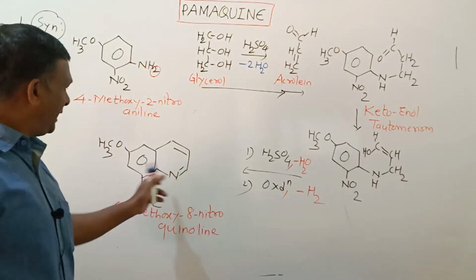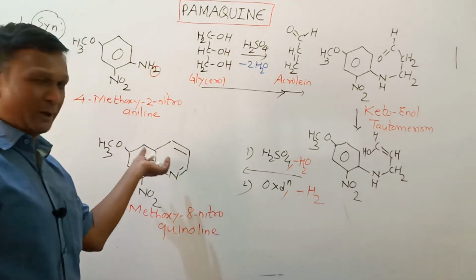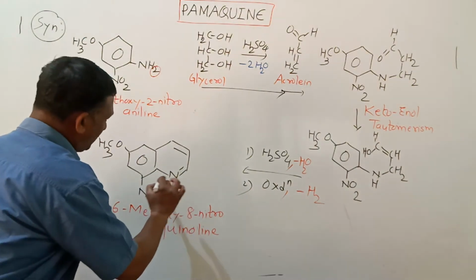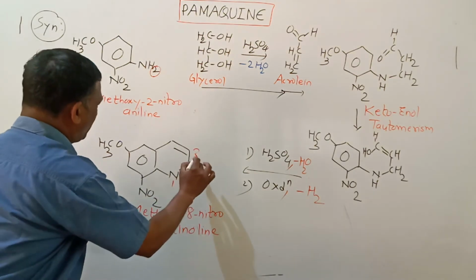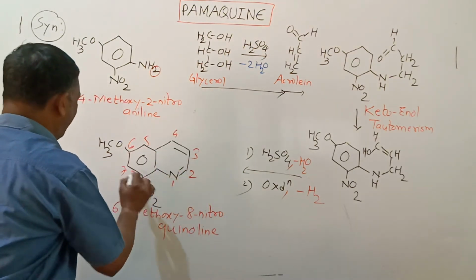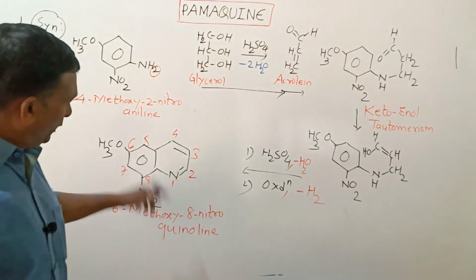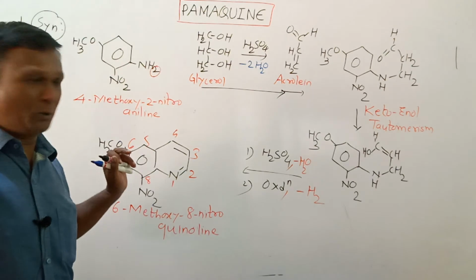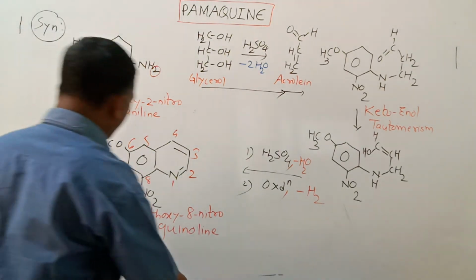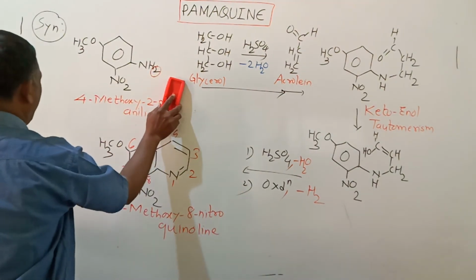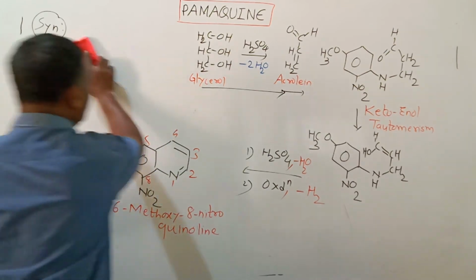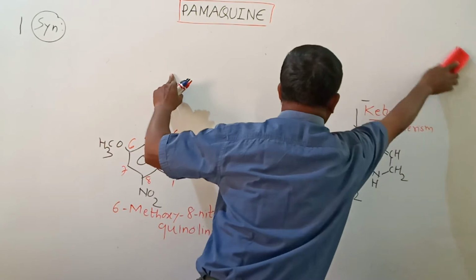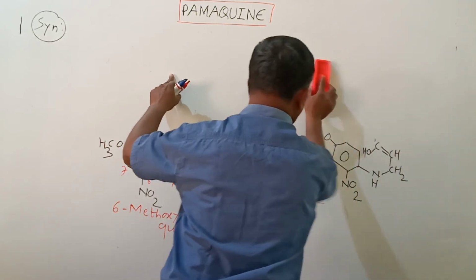As soon as this cyclization takes place, this will become a quinoline nucleus. And for quinoline, the numbering starts with this nitrogen. So this will be number 1, 2, 3, 4, 5, 6, 7, and this will be number 8. So we will get the formation of 6-methoxy-8-nitroquinoline derivative over here. Now this compound then undergoes another reaction, which is a very important and a very familiar one.